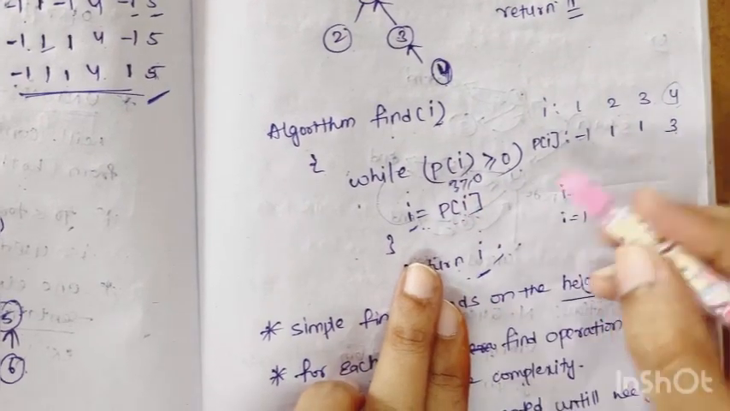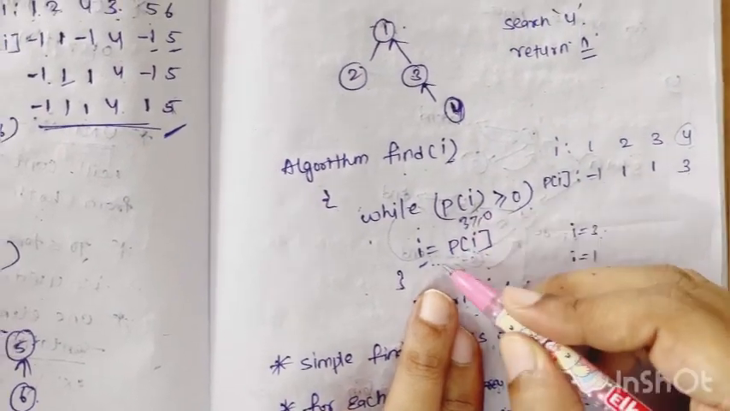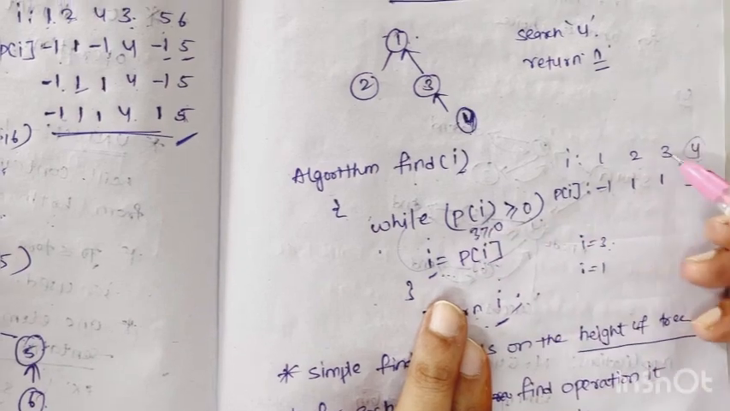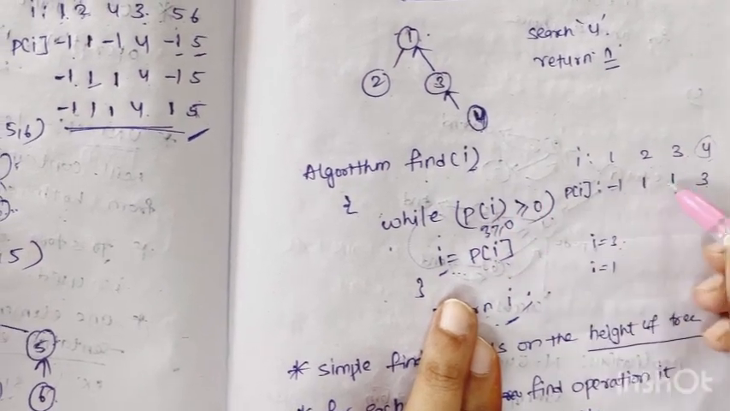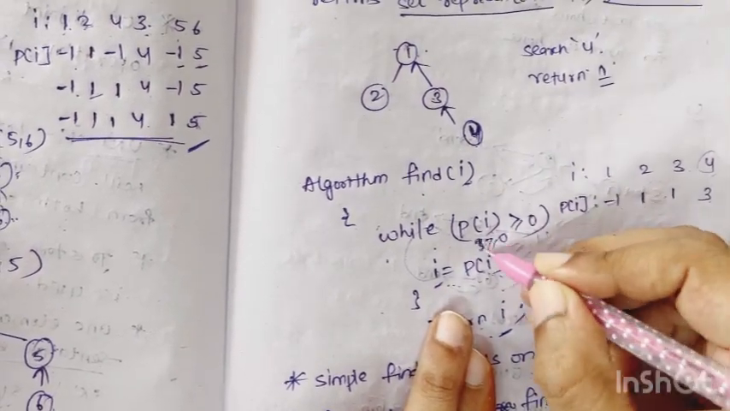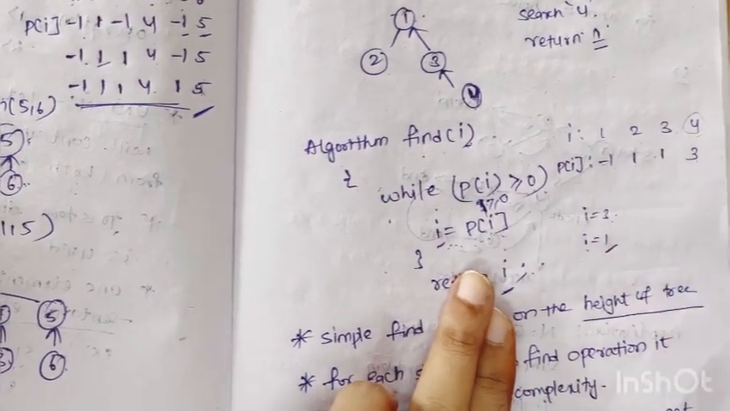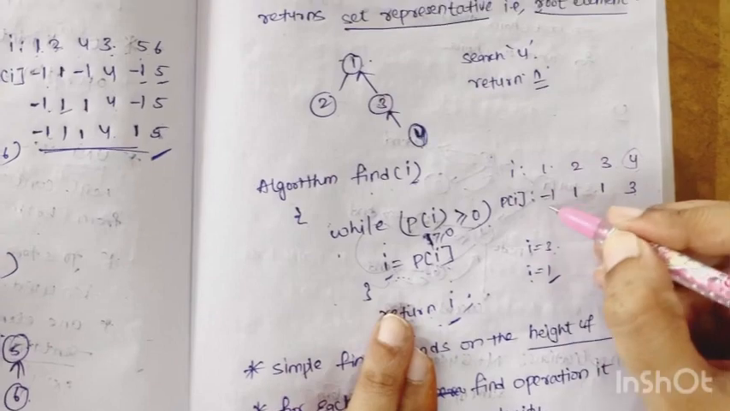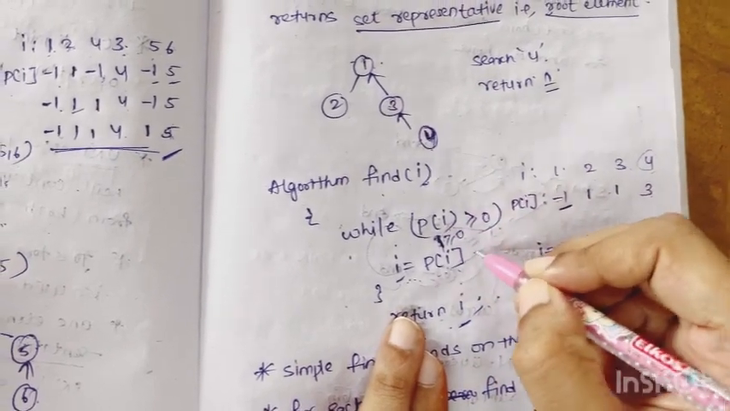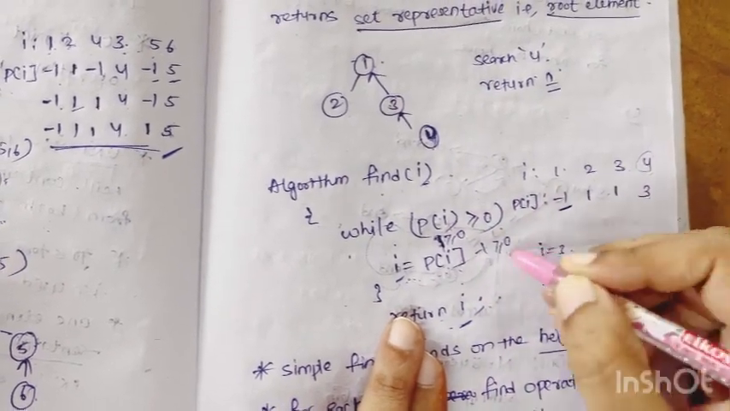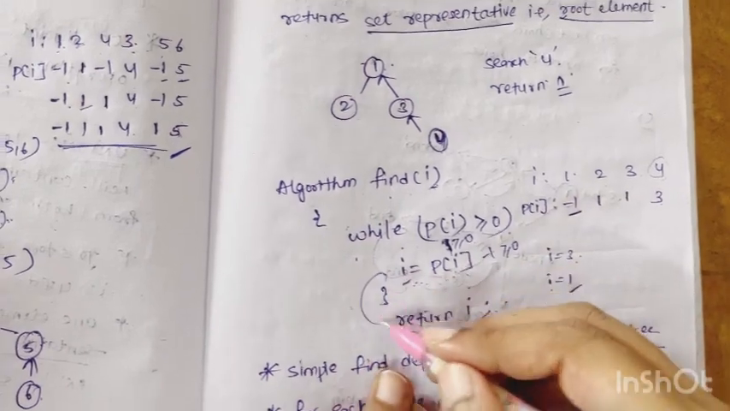So again it will check the condition. 3's value is 1, the parent node of 3 is 1. So 1 is greater than or equal to 0. So that means i will become 1 now. Again it will go back. At place 1, the parent node value is -1. Now is -1 greater than or equal to 0? The condition is not satisfied, so it will come out of the loop.